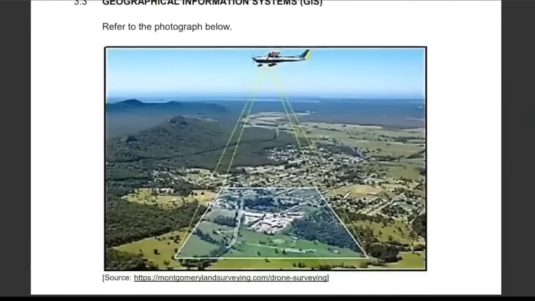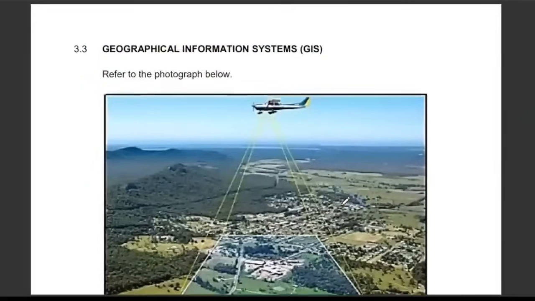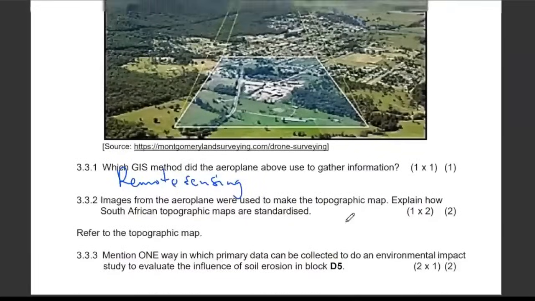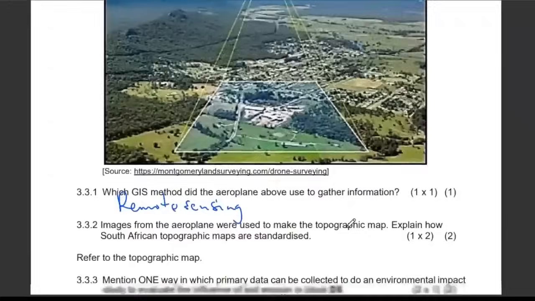Right, this is showing us a plane which is actually capturing images from above. Which GIS method did the aeroplane use to gather information? That is automatically remote sensing. The aeroplane is using remote sensing to capture information on that particular area.